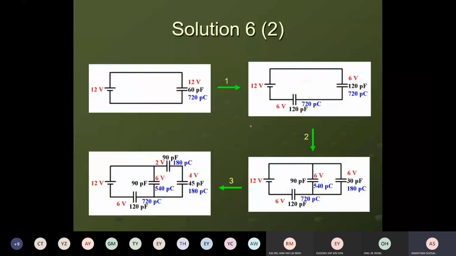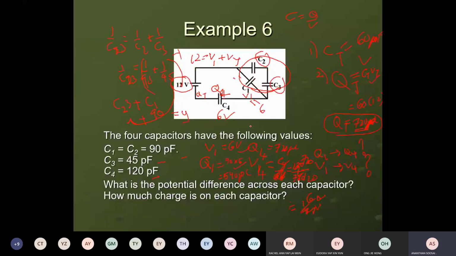So go back. Okay, so after you got C1, V1, what can you find? What is left is the V2, V3, and Q2, Q3. Which one can you find? V2 and V3, can you find? Yeah, you can find Q2, right? Q2 and Q3 same.